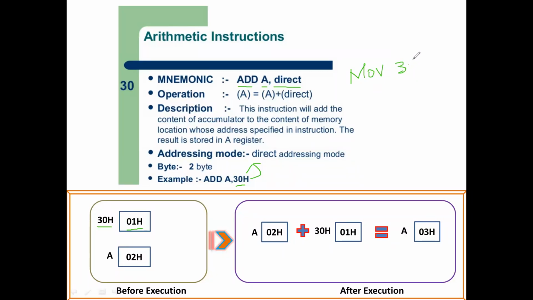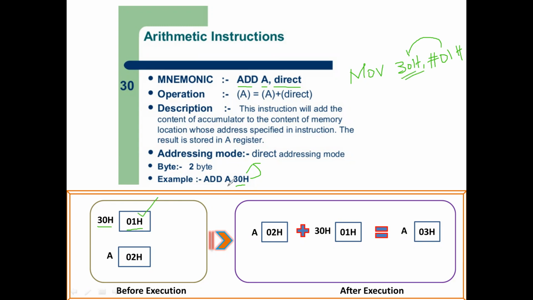30H, comma, hash 01. What is this? As per this instruction, this 01 data is moved to this location. Now this location has this 01 data, for example, right?